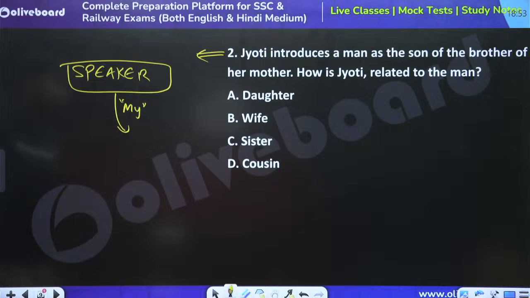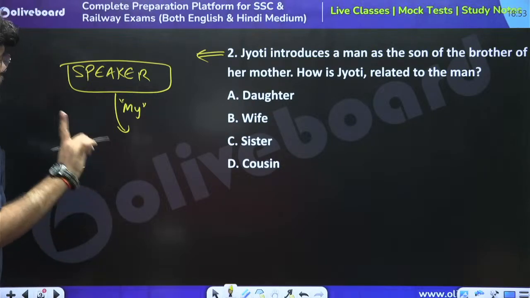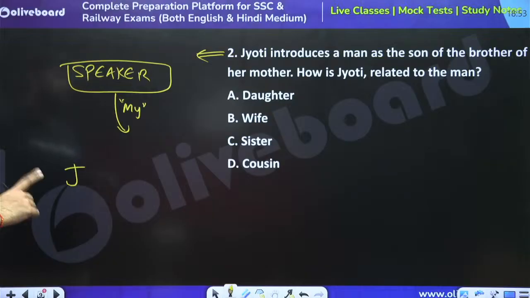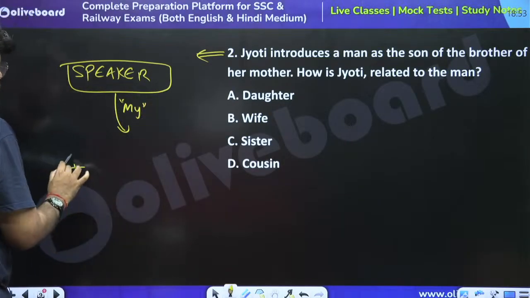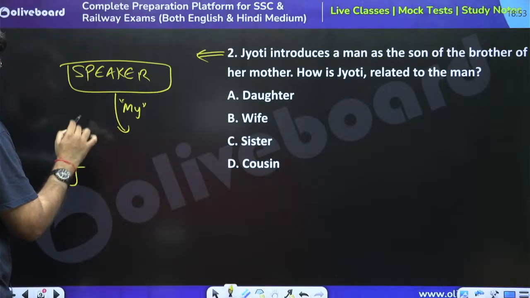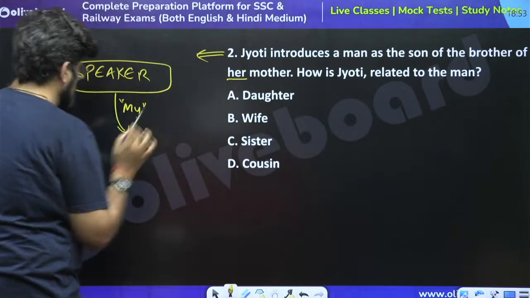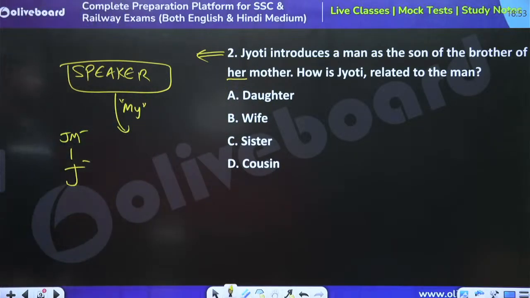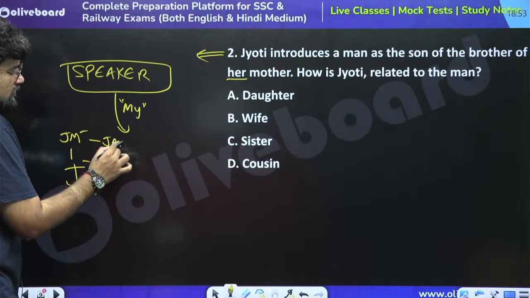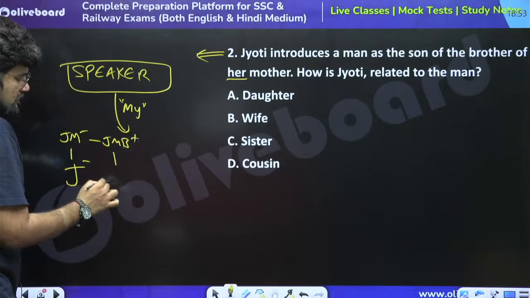So Jyoti introduces a man. Don't assume Jyoti to be a woman. Jyoti introduces a man as the son of the brother of her mother. That is Jyoti's mother, and they are saying her mother. Her means Jyoti. Jyoti is a female. Now you know. So Jyoti introduces a man as the son of the brother of her mother. Her mother's brother, Jyoti's mother's brother, and his son is the man.